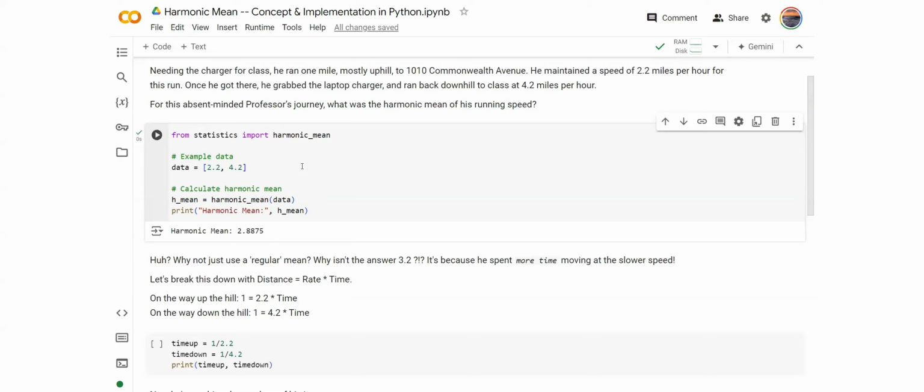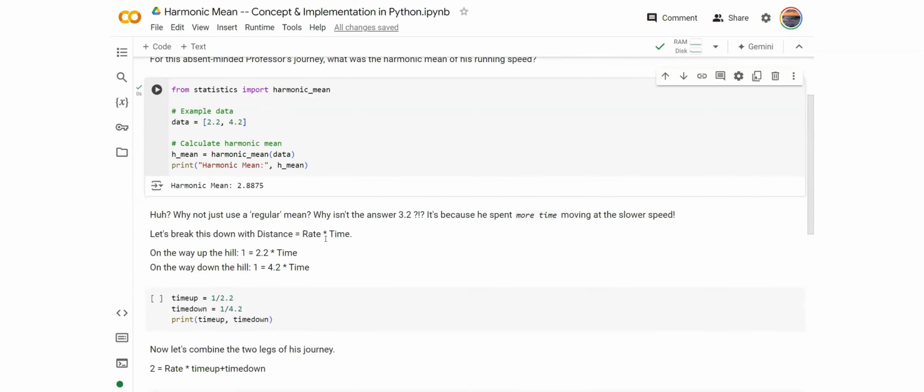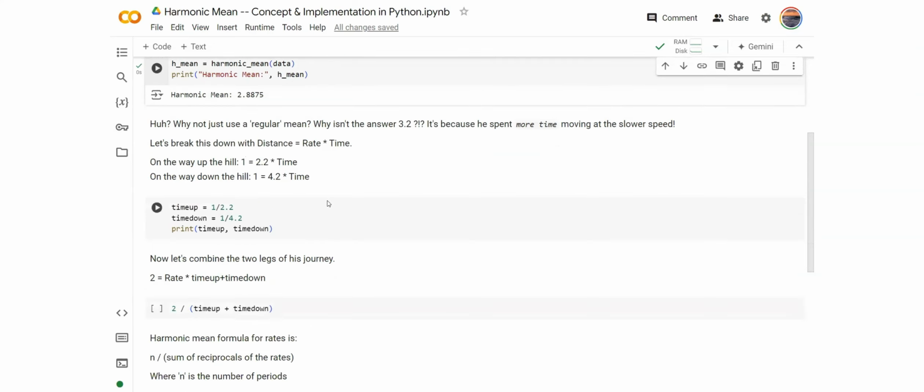And I don't want to just end there and say, ta-da, there it is, end of story, because something you might be wondering, and I think it's a really good question, is why didn't we just use a regular mean? Like, why not just add 2.2 plus 4.2 and divide by 2 and get 3.2 and call the whole thing good? Well, that so-called regular mean is also known as an arithmetic mean, where you just sum up the various elements and divide by the number of elements.